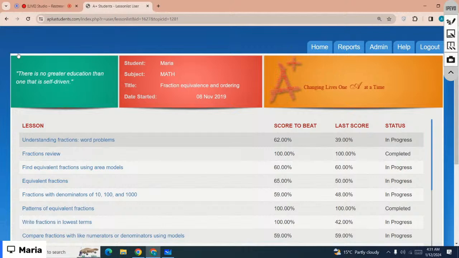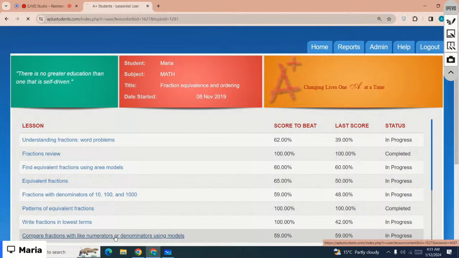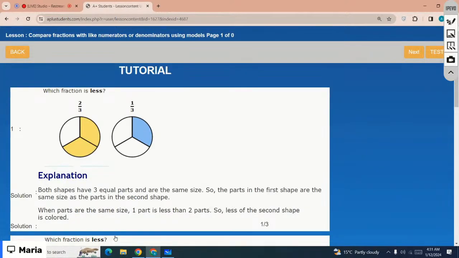Okay, the next lesson is compare fractions with like numerators or denominators using models.